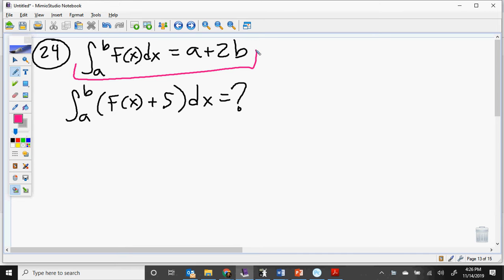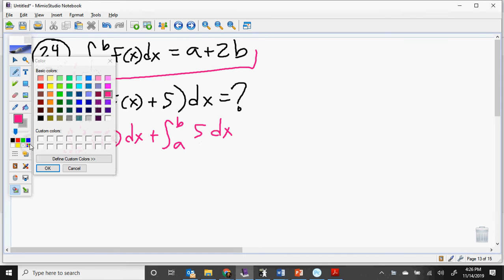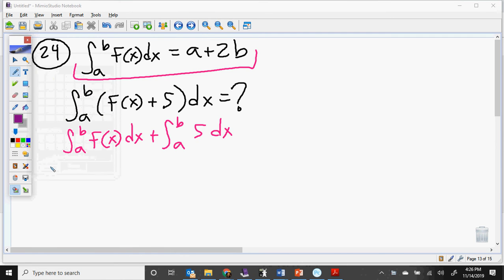Well, to do that, I'm going to think, when I have an integral of two things that are added, I can treat this as two separate integrals. I can say this is the integral of f of x dx plus the integral from a to b of 5 dx. Well, I already know this is a plus 2b. They told me that earlier. So then I just got to figure out this part.